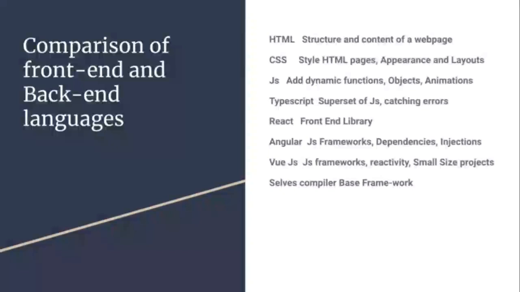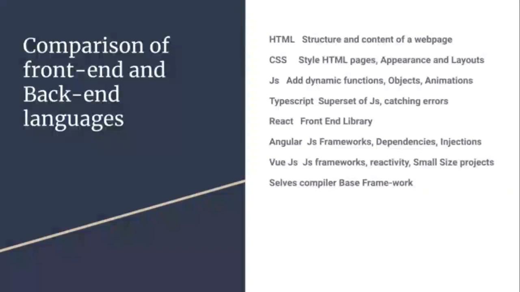TypeScript. Purpose: a typed superset of JavaScript that adds optional static typing. Key features: types, interfaces, and classes. Use cases: improving code readability, maintainability, and catching errors early in the development process. React. Purpose: a component-based JavaScript library for building user interfaces. Key features: components, state, props, JSX. Use cases: building single-page applications, complex user interfaces, and cross-platform mobile apps with React Native.